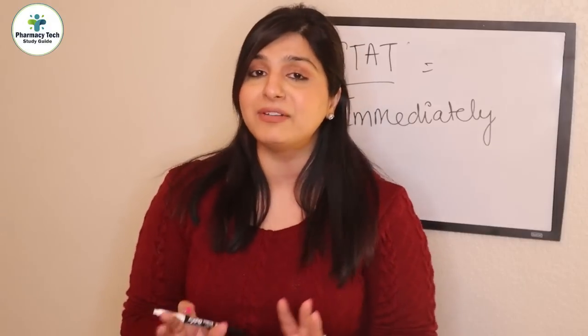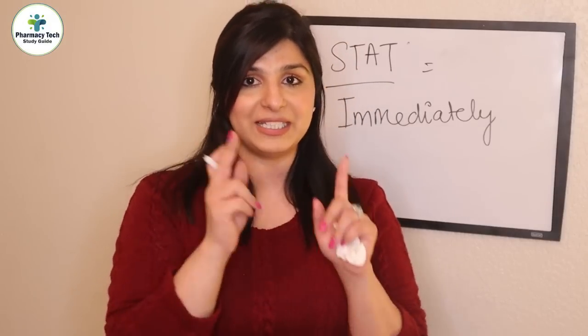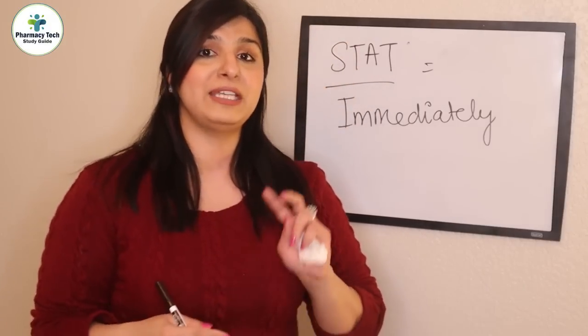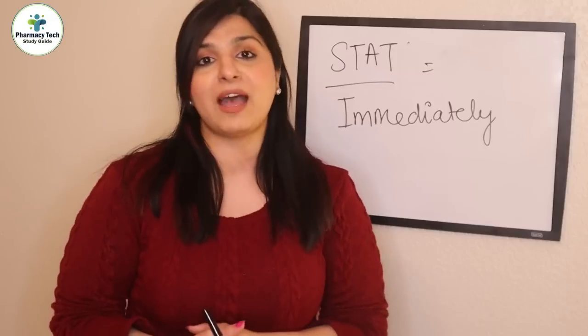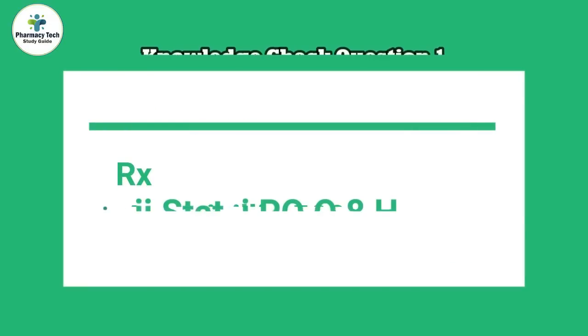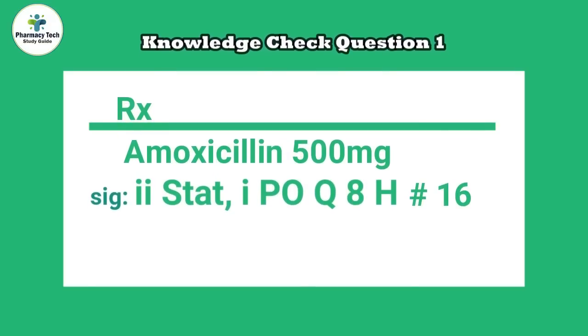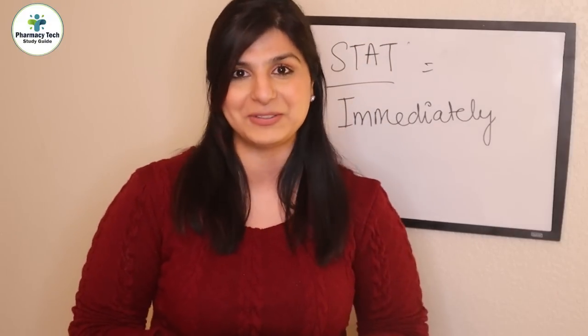All right, now I'm going to have a quick knowledge check question on the next screen for you of the abbreviations that we have learned so far. You can see that the order here on the screen reads amoxicillin 500 milligram, quantity 16. And the directions read 2 stat, then 1 Q8H. Now quickly go in the comment section and write down what those directions mean.